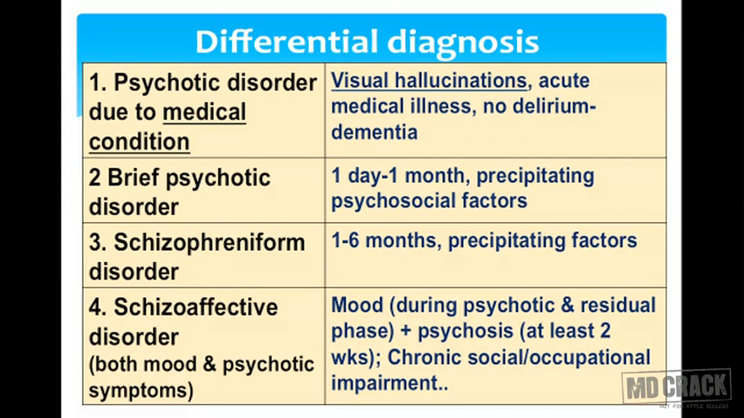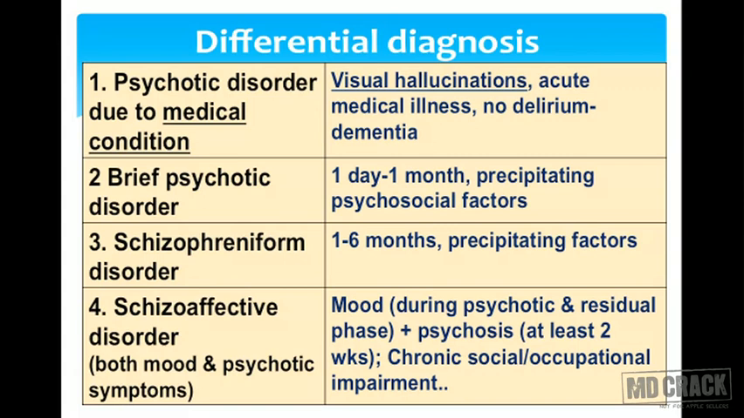The next one is schizophreniform disorder. Schizophreniform is looking like schizophrenia but is not schizophrenia because the symptoms are there for less than 6 months. So 1 month to 6 months plus there is presence of some precipitating factors, then you call it schizophreniform disorder. Once again to repeat, brief psychotic disorder up to 1 month, and from 1 month to 6 months call it schizophreniform disorder.